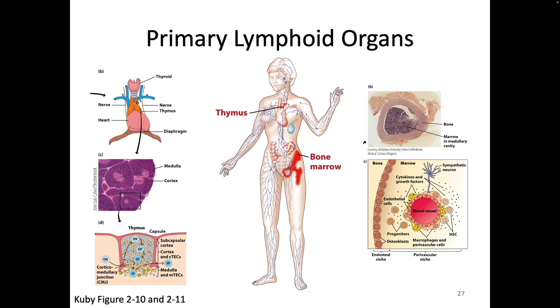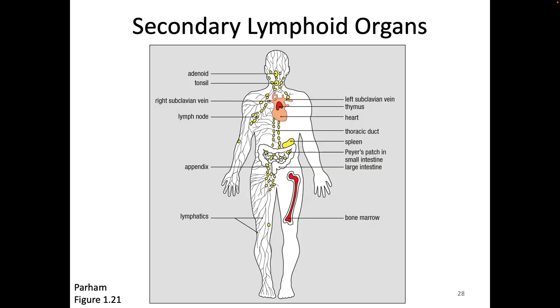So in your primary lymphoid organs, you are making white blood cells all the time. We also have secondary lymphoid organs. The secondary lymphoid organs are shown in this slide in yellow.